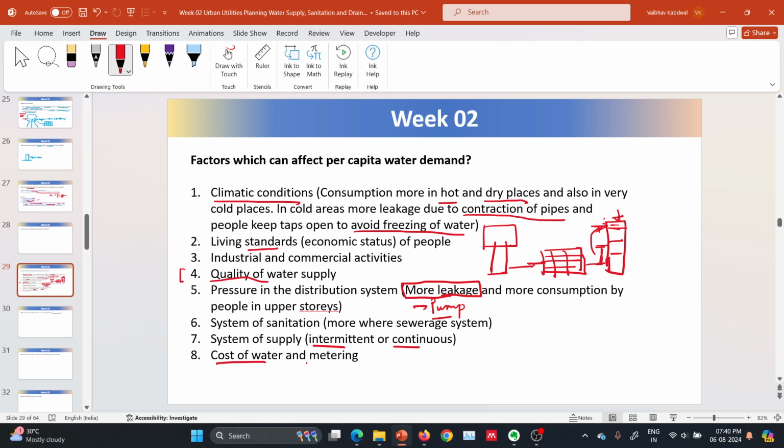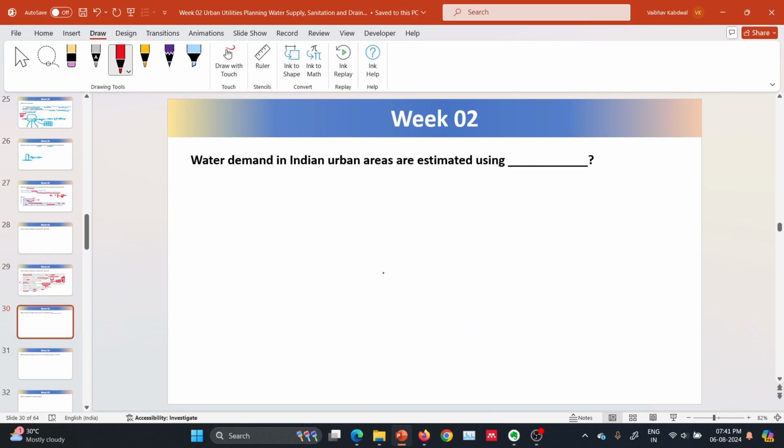The cost of water and metering. So if we provide metering and all, then we can put tariffs so that we can get the estimated amount of water. So the uncontrolled wastage can be avoided if we provide meters. So water demand in urban areas is estimated using, which IS code is used? Water demand in urban areas is estimated using IS 1172 1993.